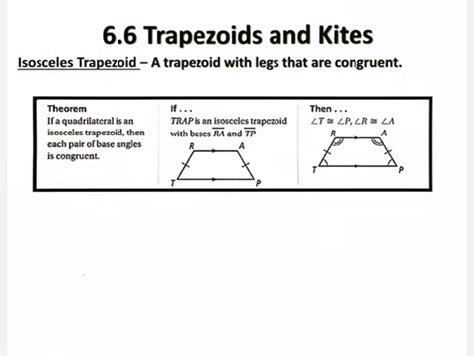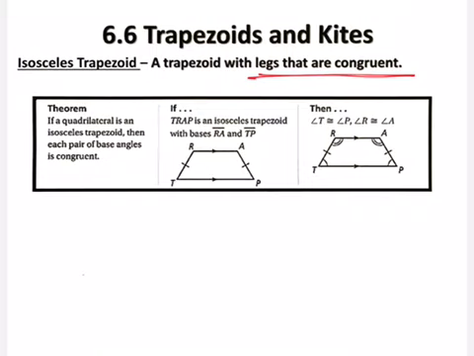An isosceles trapezoid is a trapezoid with two legs that are congruent. Just like an isosceles triangle, an isosceles trapezoid has two congruent legs. So our first theorem says that if a quadrilateral is an isosceles trapezoid, then each pair of its base angles are congruent. So just like the isosceles triangle, if it's isosceles, you know that the base angles will be congruent.